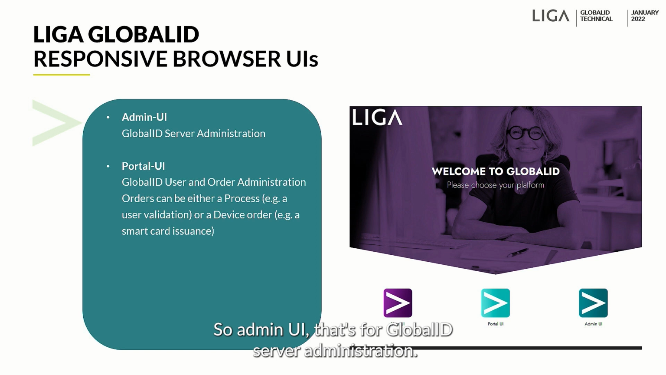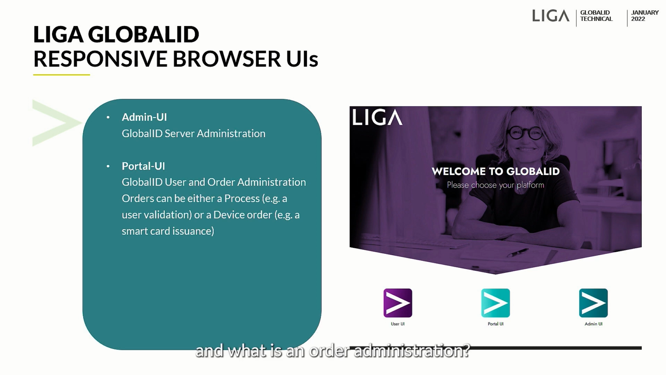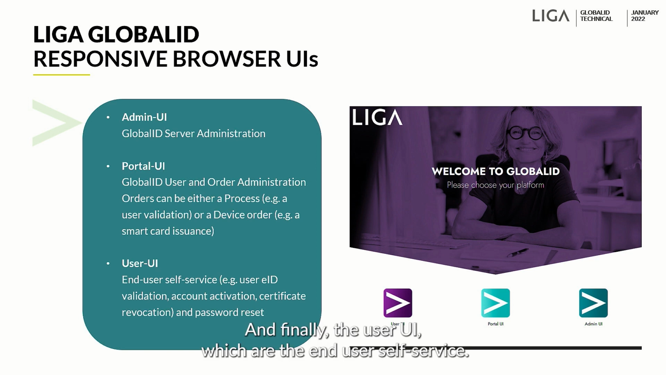So admin UI, that's for GlobalID server administration. Portal UI is for GlobalID user and order administration. And what is an order administration? That can either be a process, user validation, or a device order, in this case a smart card issuance. And finally, the user UI, which is the end user self-service. So this is a user eID validation. It can be account activation, certificate revocation, or a password reset. So these are the things that the users normally would conduct in a self-service manner.